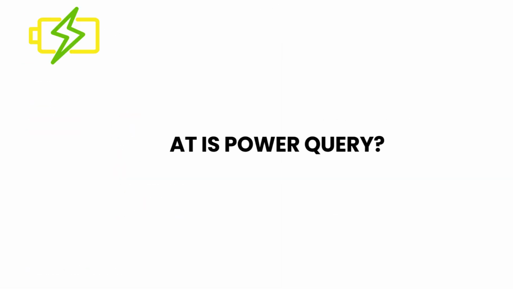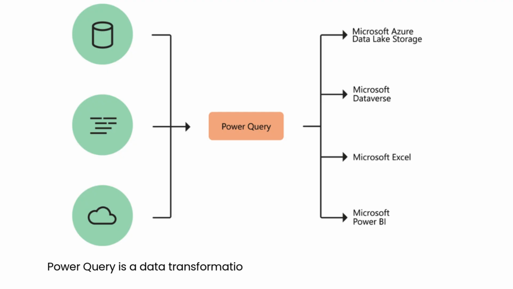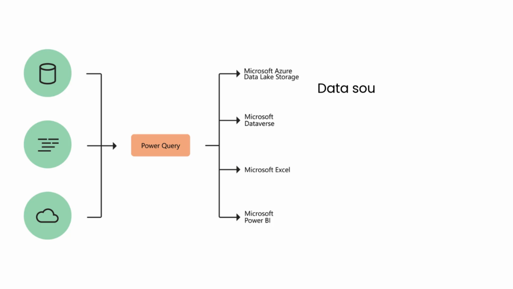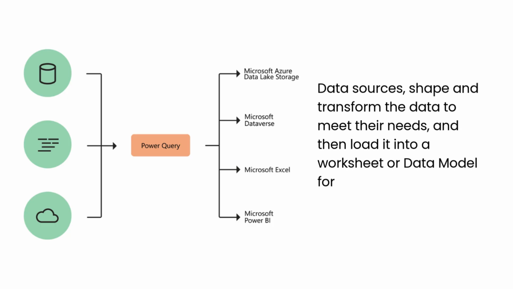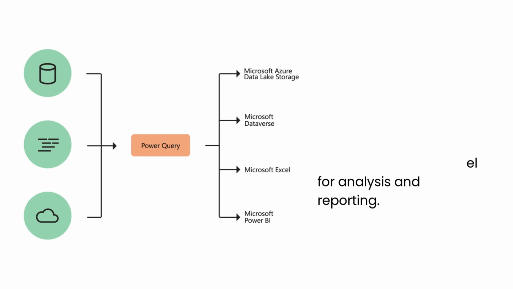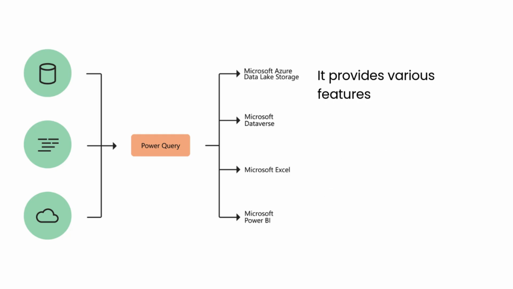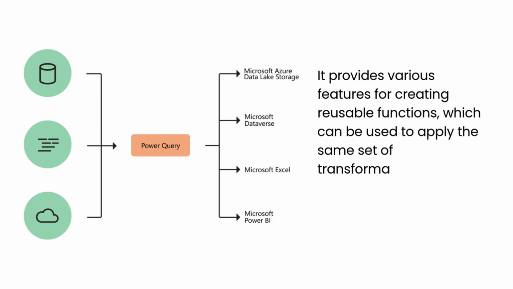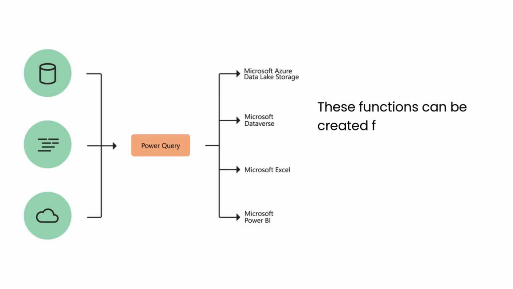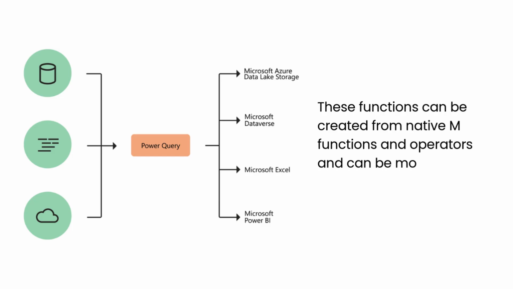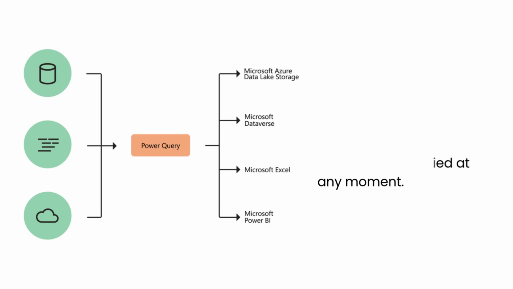What is Power Query? Power Query is a data transformation tool that allows users to connect to various data sources, shape and transform the data to meet their needs, and then load it into a worksheet or data model for analysis and reporting. It provides various features for creating reusable functions, which can be used to apply the same set of transformations to different queries or values, saving time and effort. These functions can be created from native M functions and operators and can be modified at any moment.